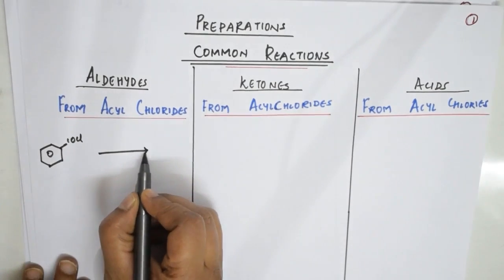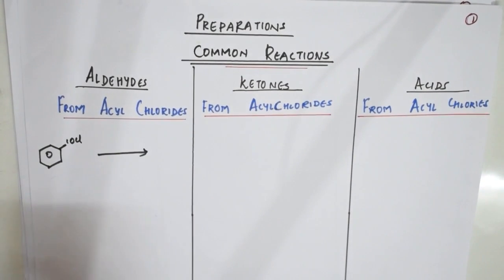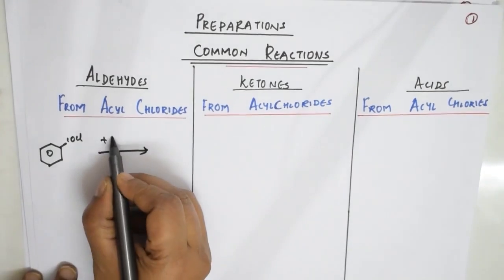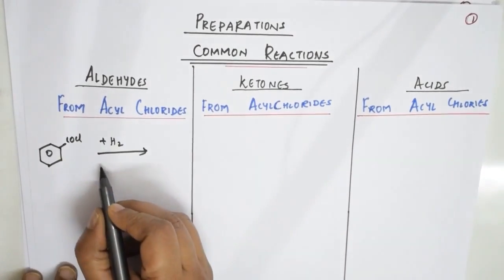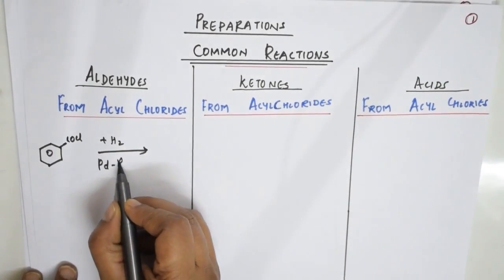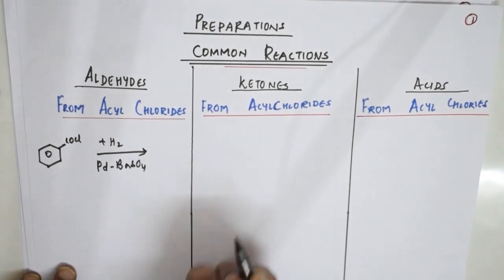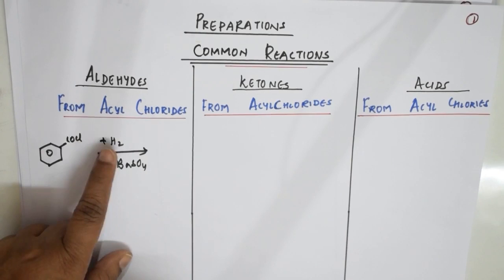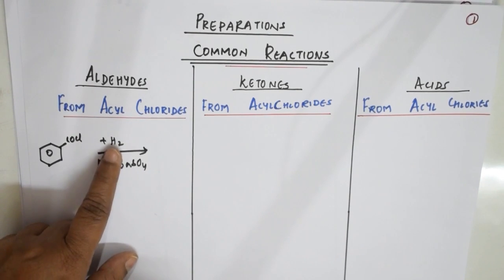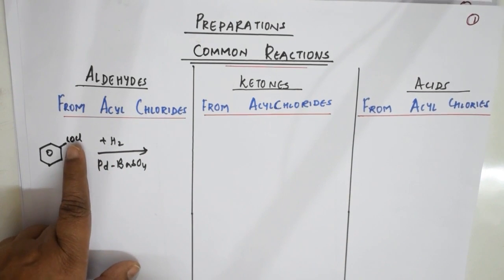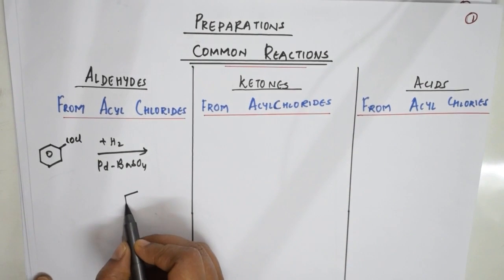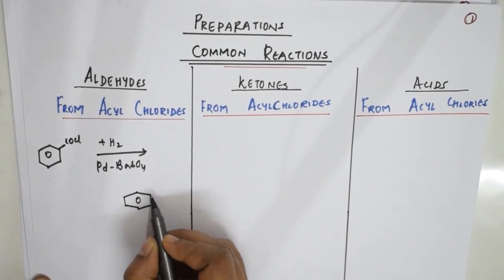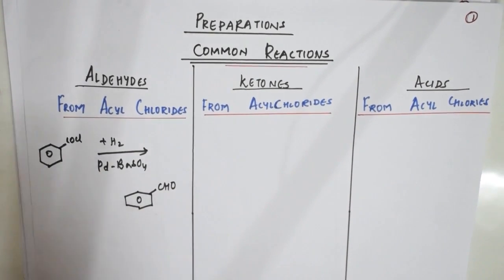Here this process is nothing but the reduction process, that is addition of hydrogen. You'll be adding hydrogen to this in the presence of lead and barium sulfate. So what product do you get? Reduction we said, isn't it? So HCl will come out, and what you will get? CHO. So HCl out and CHO. You will be getting a product called benzaldehyde, CHO, and HCl is out.